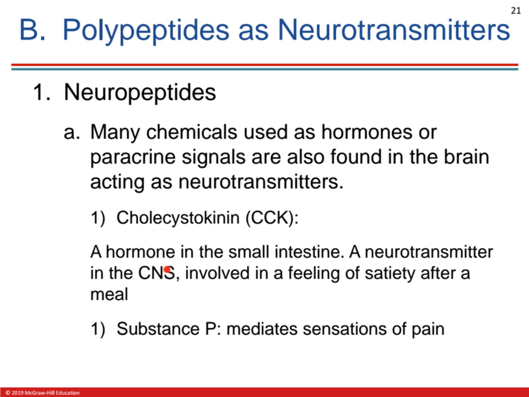Cholecystokinin, CCK, is a hormone that's found in the small intestine, so it has to do with digestion. It's also a neurotransmitter used in the CNS. It's involved in the feeling of satiety. In other words, after you have a meal, you feel satiated and you don't feel like eating more. So it's involved in quite a diverse number of things like that. Another one is substance P. This mediates sensations of pain.